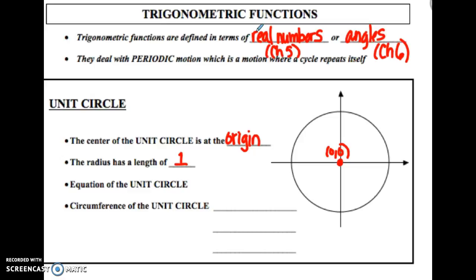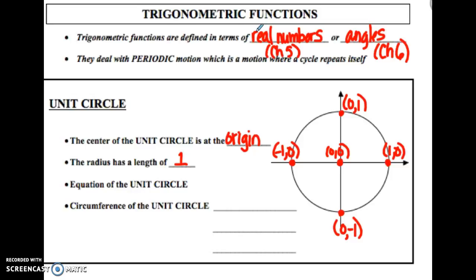So that means that if we go 1 unit to the right, this point is going to be 1, 0. And if we go 1 unit to the left, this point on the outside will be negative 1, 0. If we go 1 unit up, this point will be 0, 1. And if we go 1 unit down, this point will be 0, negative 1. Again, based on the fact that the radius is 1.